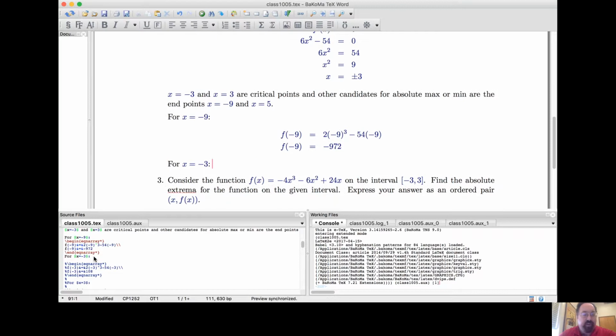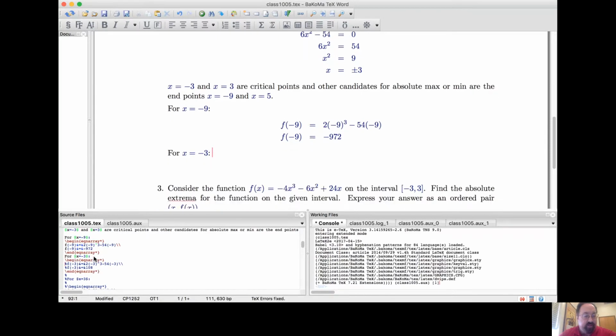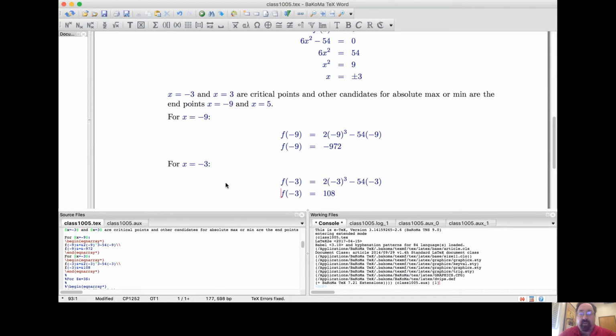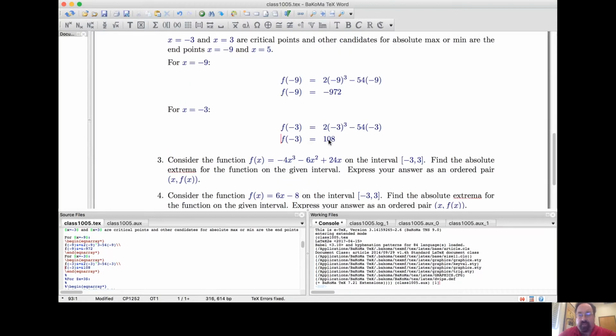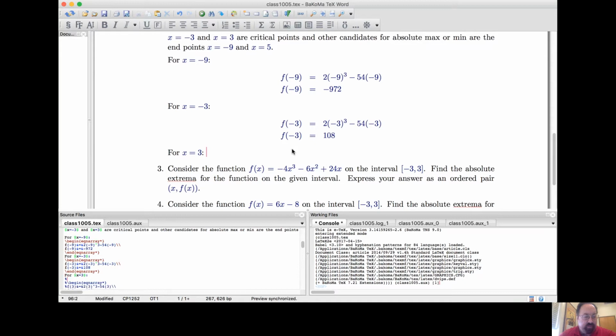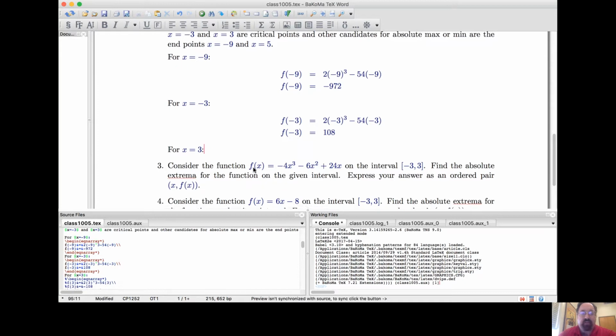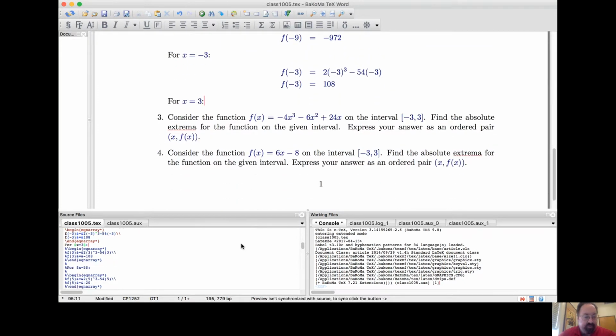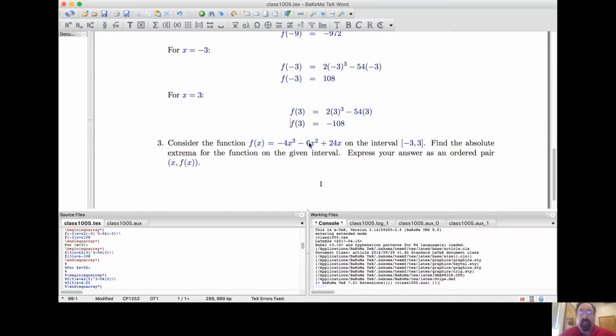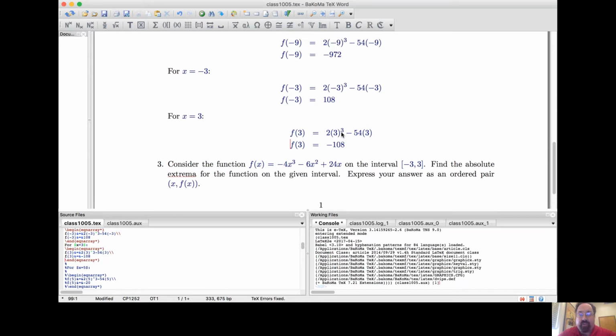And so next we move on to x equal -3 and substitute it into the original function. And we get this value, plus 108. Okay. So far, that is the absolute max, but we'll find out when we plug in the other 2 points. Now I move on to +3. And we get -108. So that falls in between these two. So this point will be neither the absolute max nor the absolute min.